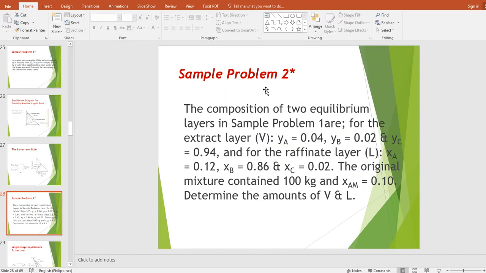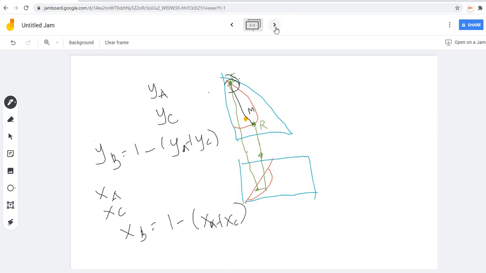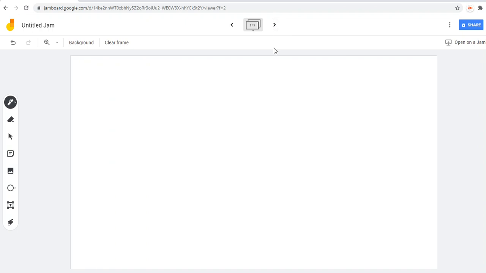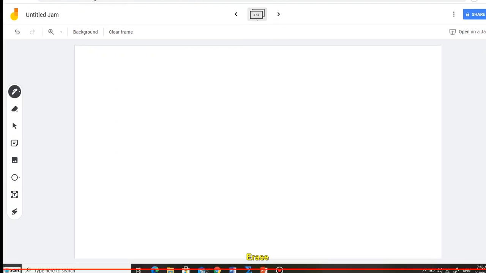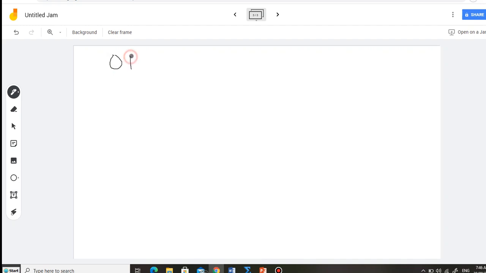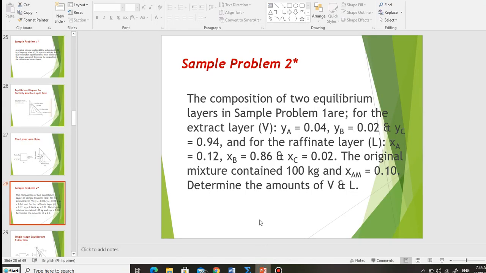We'll go to our drawing board so we can have the material balance. In our problem, if you do an overall material balance, you have L, the feed, plus the solvent equal to the bulk phase M. So we know that this bulk phase M is equal to 200. You have to know that here, you are to determine the amounts of V and L. It's the thing that we're trying to look for.